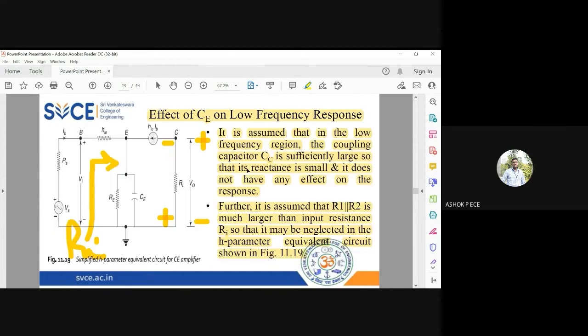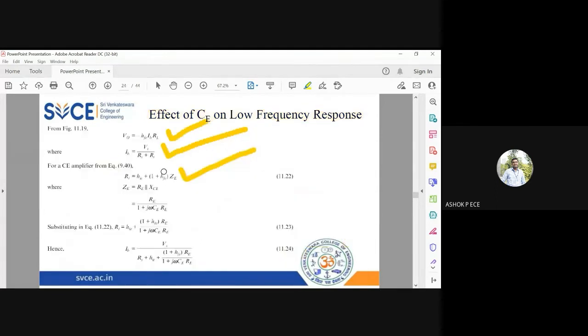So whenever you have a resistance RE, it will be multiplied by 1 plus HFE, because the current flowing through RE is IE. IE is equal to IB plus IC, and IC is equal to beta IB. So when you substitute all the simplification, you get RI is equal to HIE plus 1 plus HFE into RE usually, but here it is ZE.